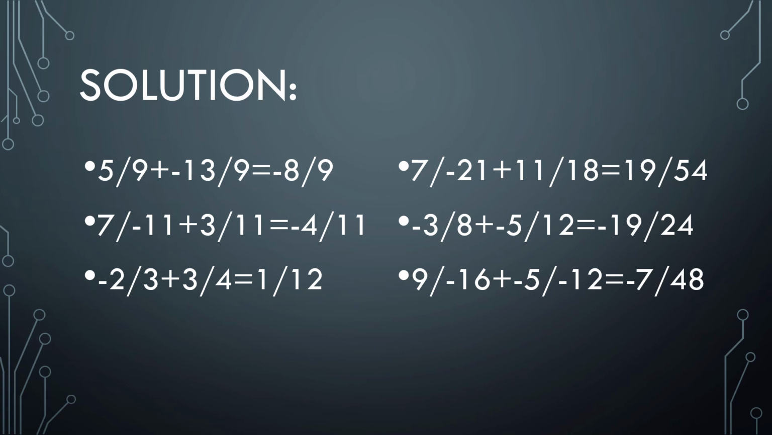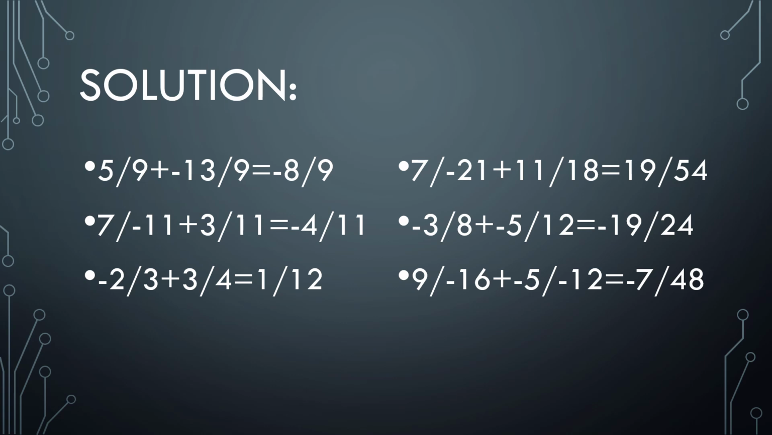Now let's see the solutions. 5 by 9 plus minus 13 by 9 is equal to minus 8 by 9. As in the first case, the common denominator is 9, so the denominator stays as it is, and you add the numerators. We learned integers in the previous chapter, so you just add them normally as integers and write the answer. The second one, 7 by minus 11 plus 3 by 11, is equal to minus 4 by 11. Here we did the same thing.